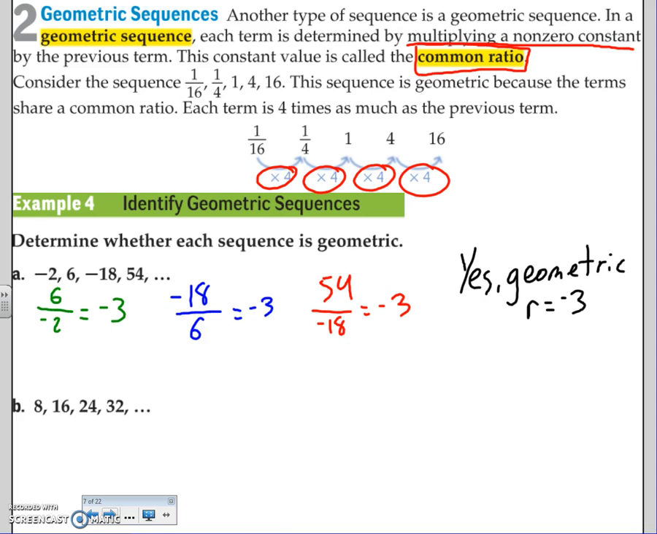Alright, down here, I'll try the same thing. So let's try the first one, 16 divided by 8. That's 2. So it looks like it's doubled. Then I try the next one. I get 24 over 16. That is, let's see, 3 over 2. 3 halves. So that's different. That's 2, 1.5. Because they're different, they do not share a common ratio. This is not geometric.